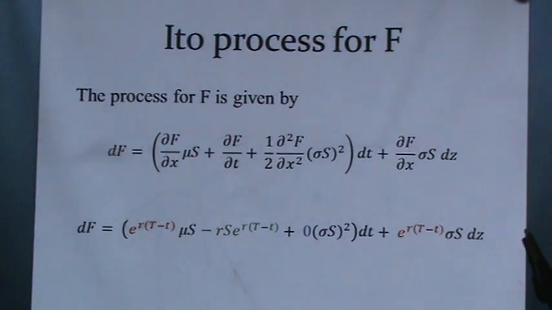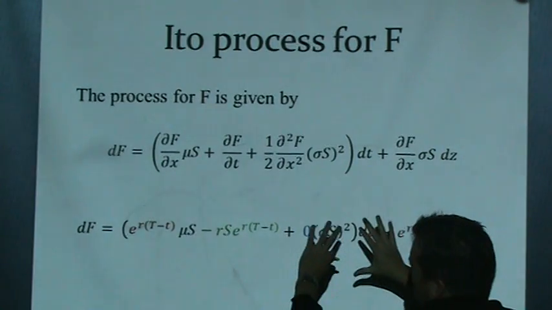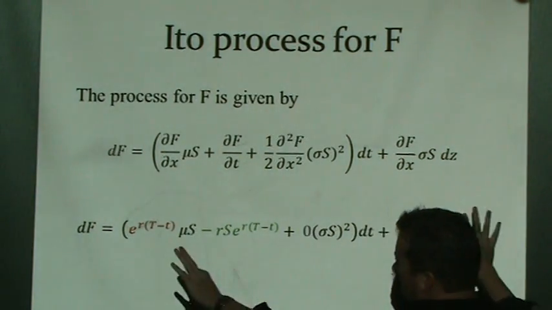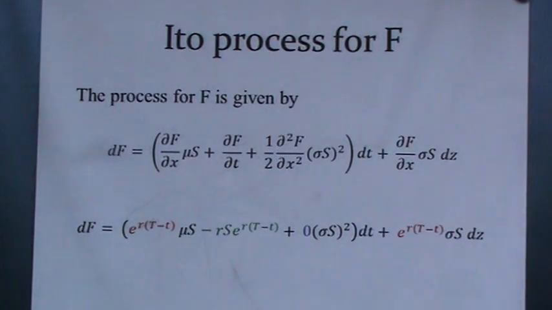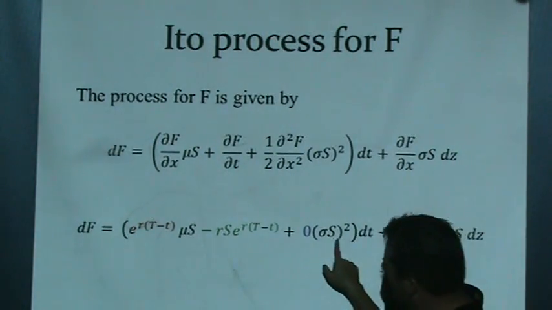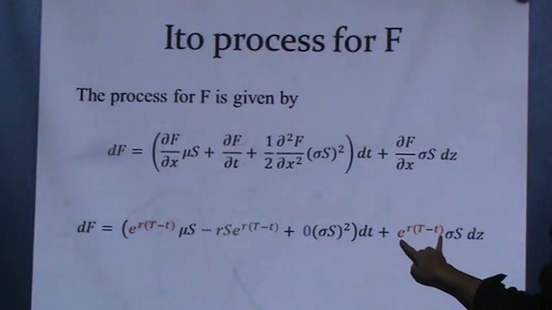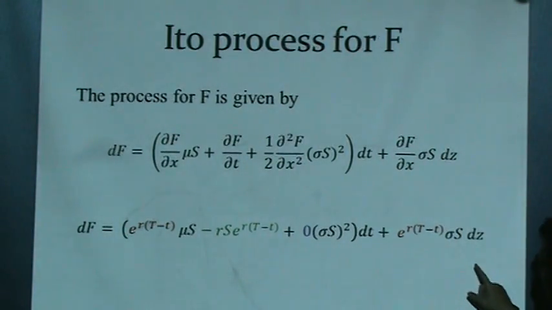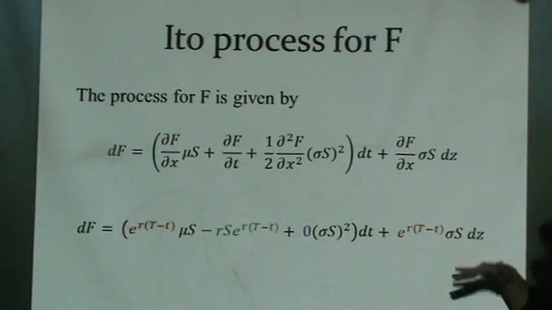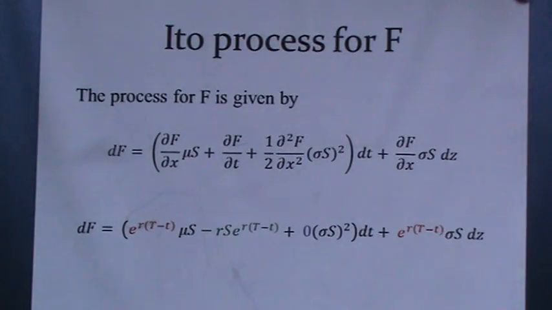So this whole thing is now a new Ito process. It drifts upward at this rate, this times dt, and this component ends up being the standard deviation of the forward that maps to this stock price.